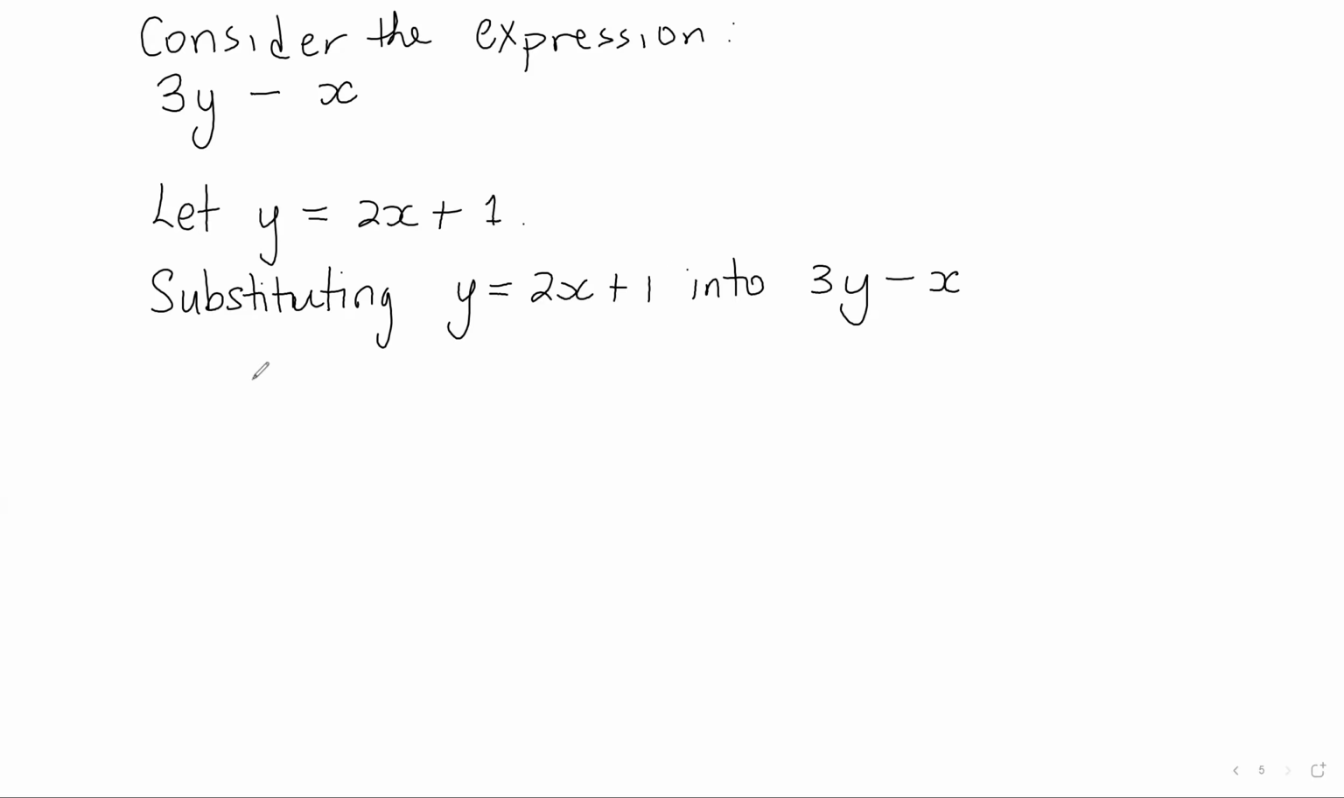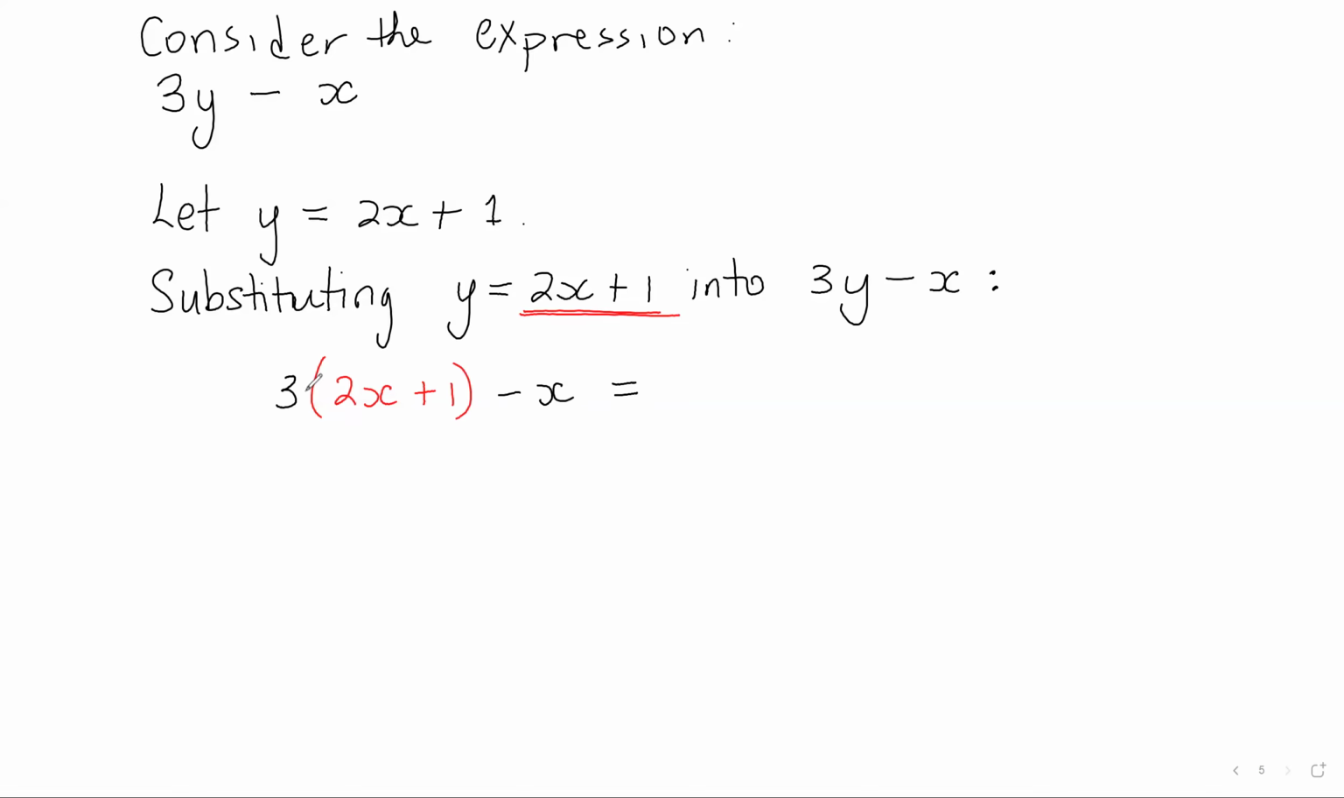So therefore, this substitution would look like 3. Now you have to use your brackets. If you do not use your brackets, you're going to end up with something looking crazy, right? So this will be 3 by y, which is equal to 2x plus 1. So 3 times (2x plus 1) minus x. Let's see what that would give me.